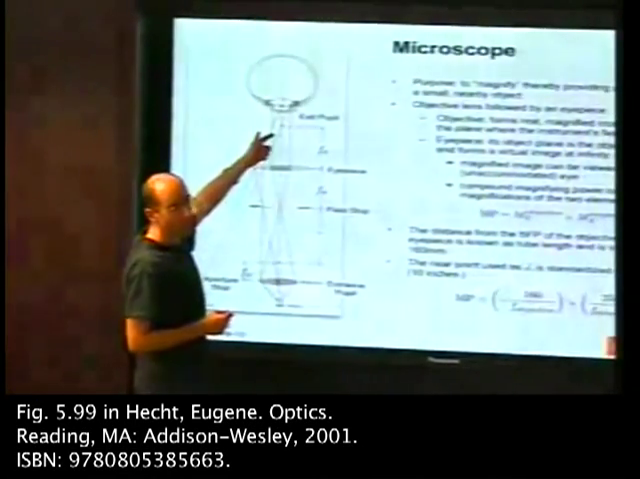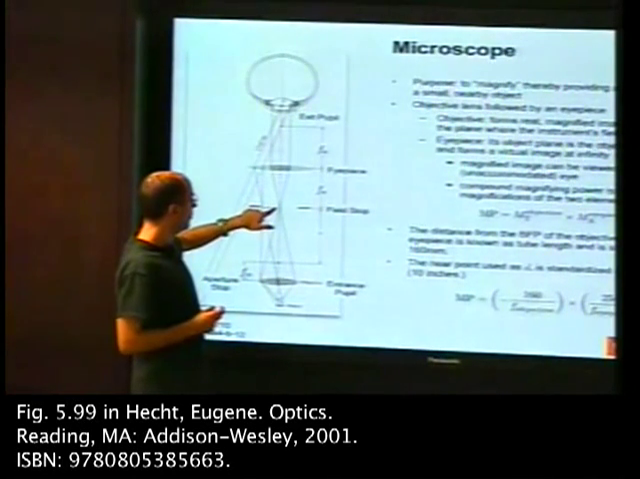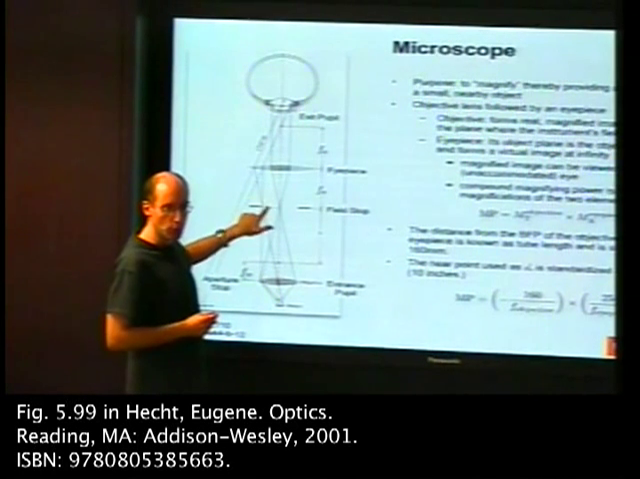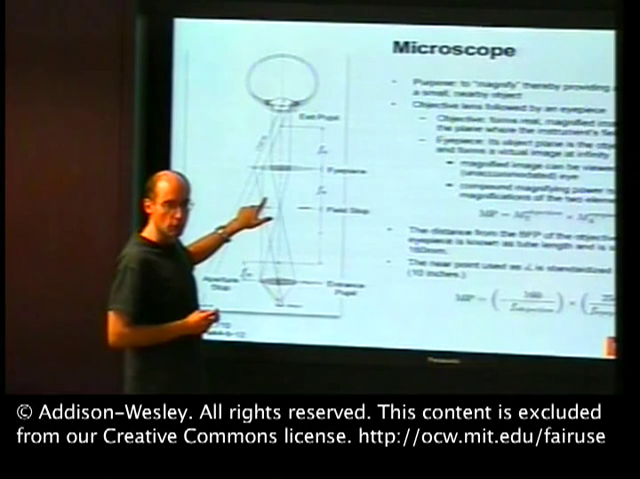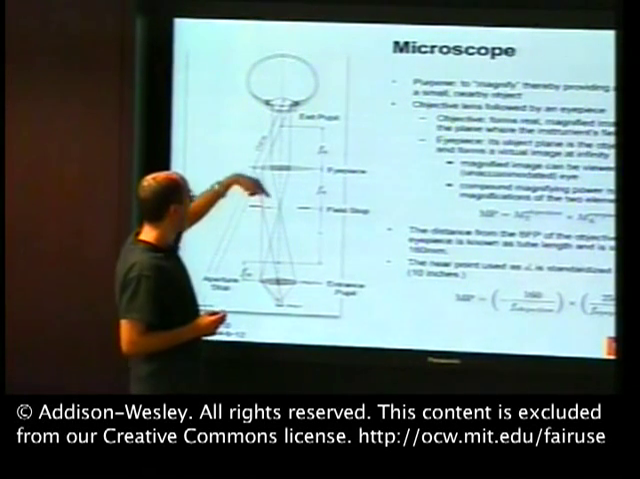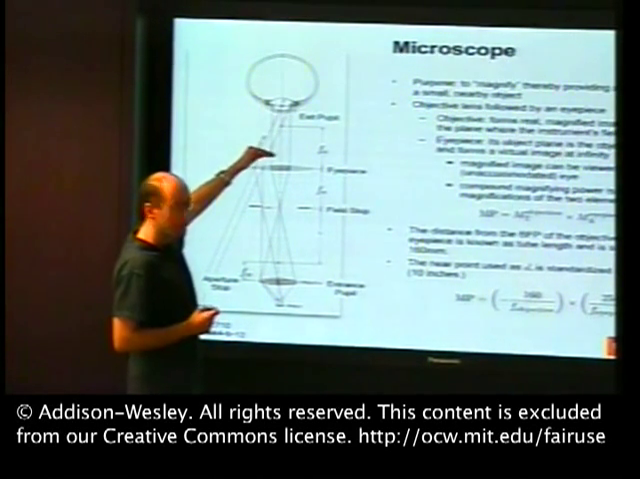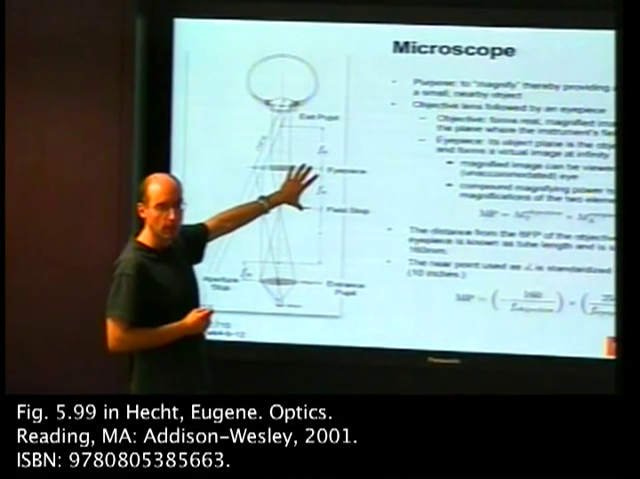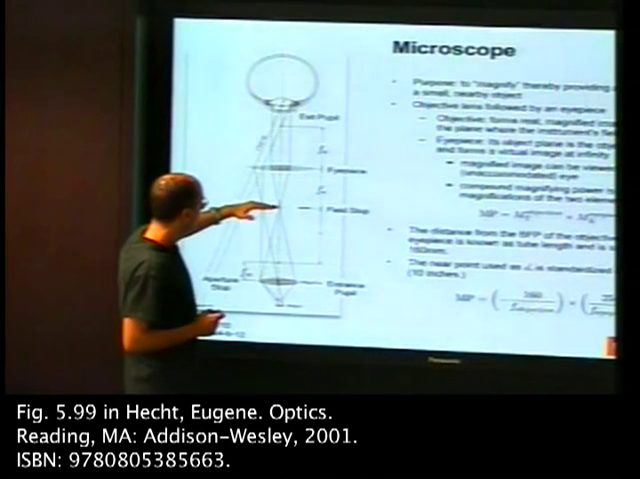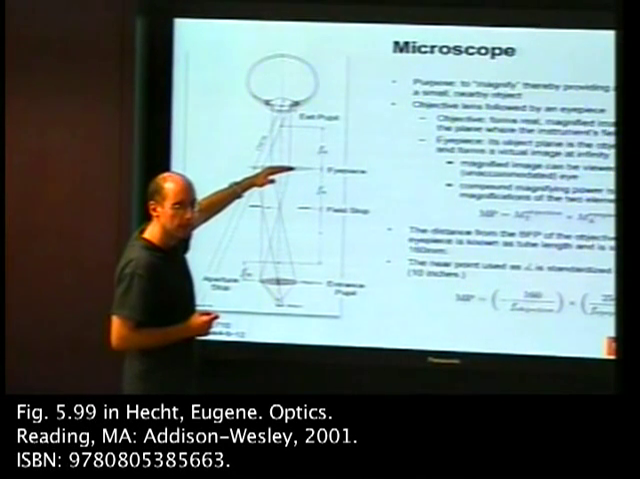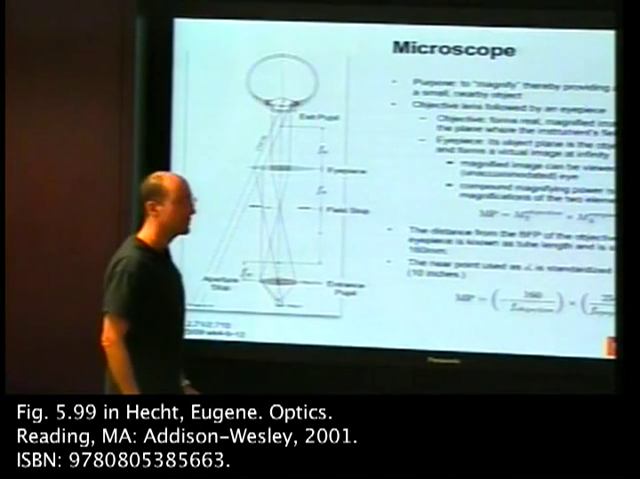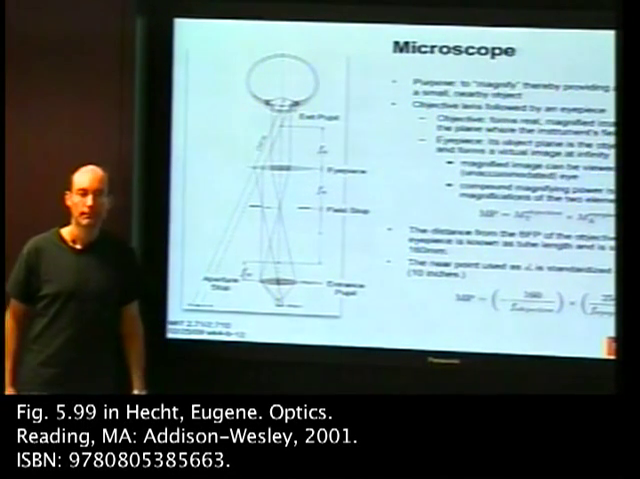And then we have the eyepiece, for which the image that the objective produced now acts as the object. So this intermediate image is re-imaged by the eyepiece. But the eyepiece is placed one focal distance, F sub E here is the focal length of the eyepiece, one focal distance from that intermediate image. And therefore the final image is formed at infinity.